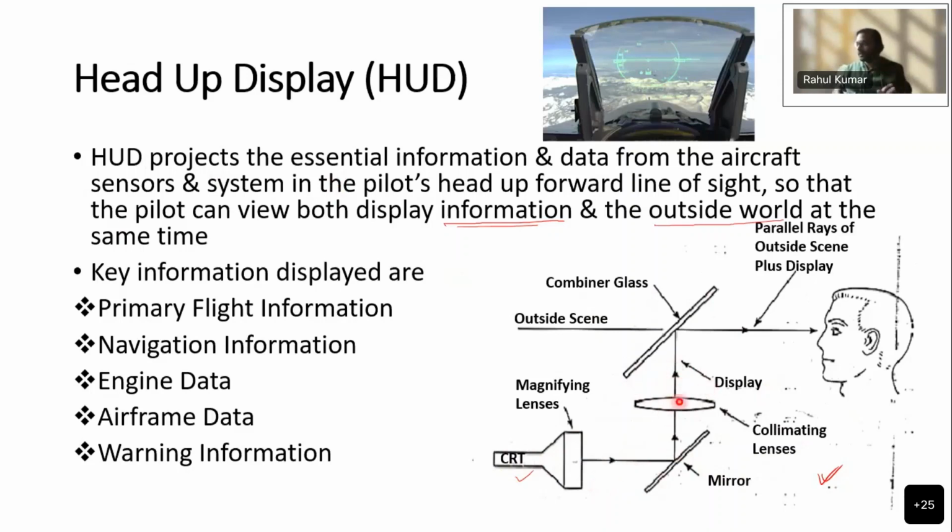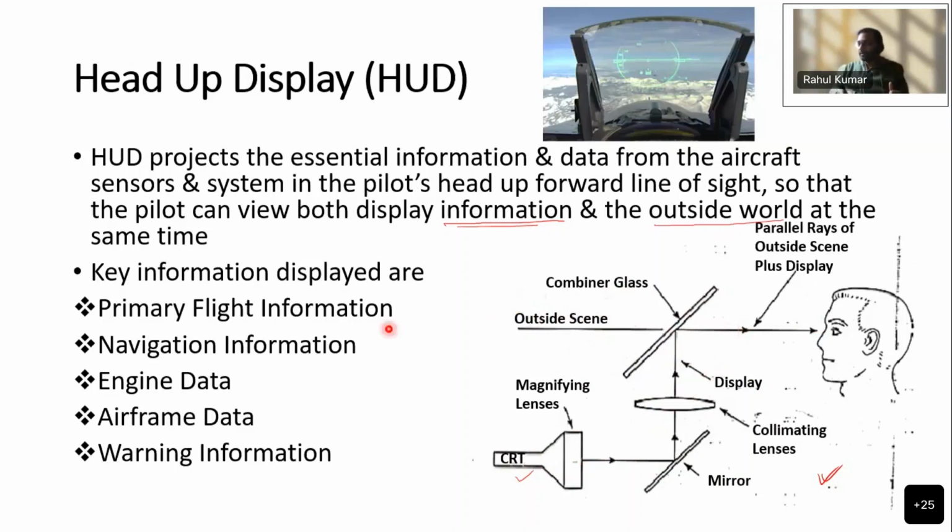Okay, so we use a lens to change the direction and then we project it on a glass. The glass is simple transparent glass which is partially reflective, right? And from this glass the information is then displayed in front of the pilot, so that the pilot can observe the outside scene as well as the information.